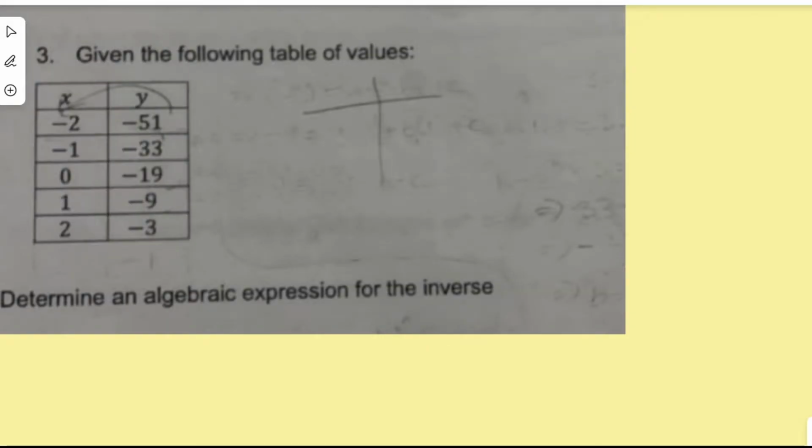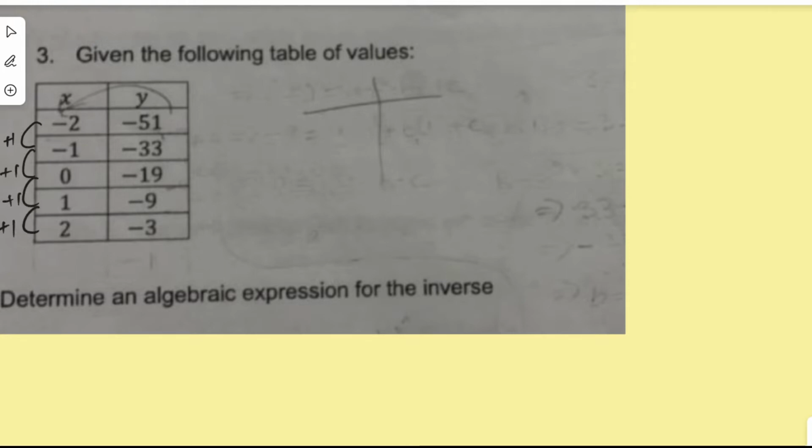Given the following table of values, determine an algebraic expression for the inverse. Alright, so first of all what we can do is determine the difference in the y values with the corresponding difference in the x values. So in the x values we can see there is always a difference of positive 1, right?